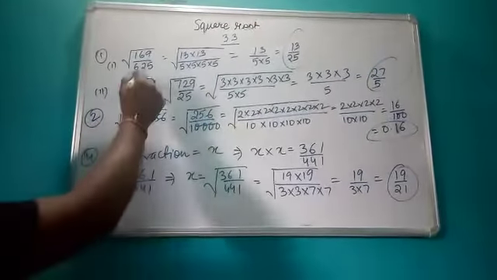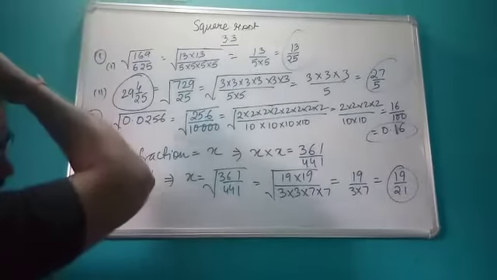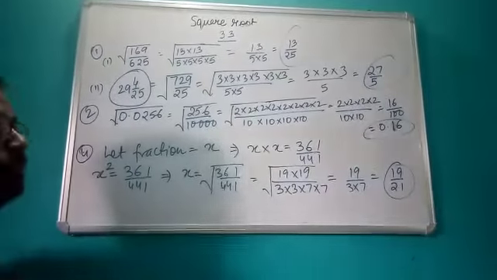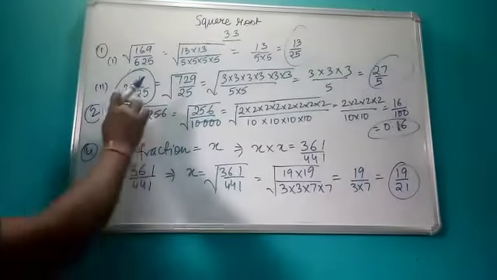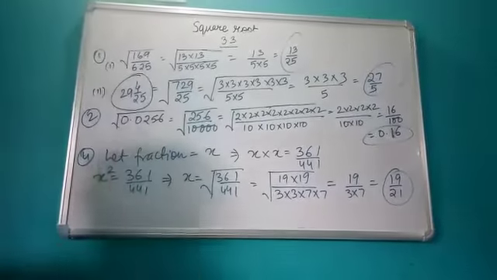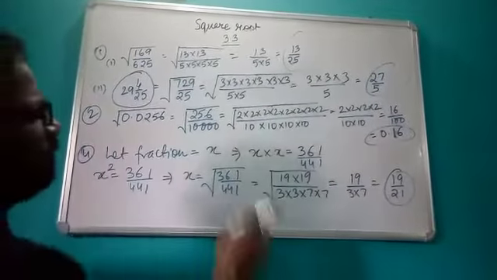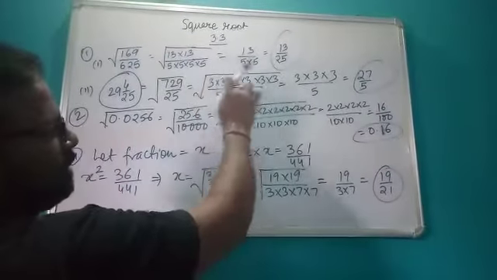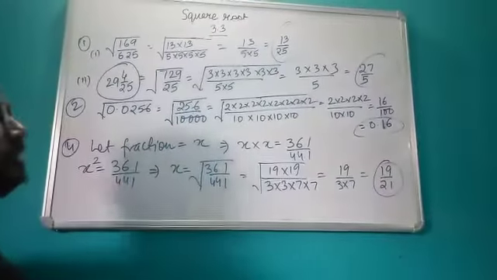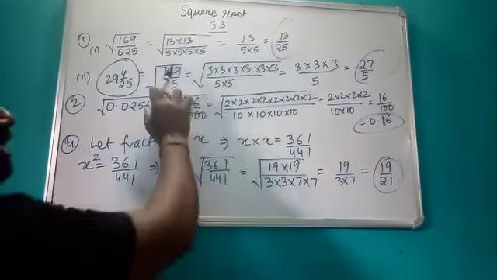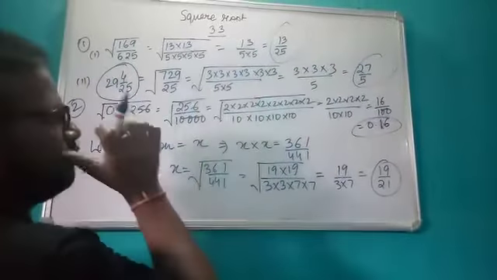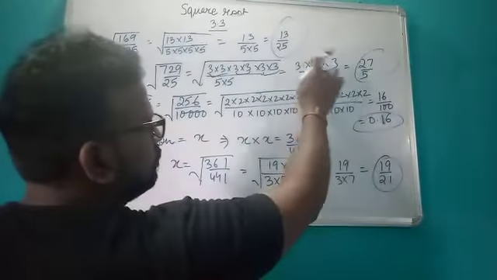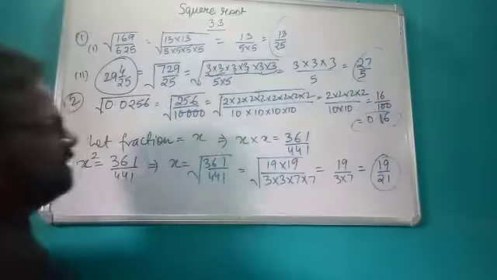Suppose a mixed fraction is given. So first you will convert this mixed fraction into an improper fraction by the usual method. You already knew, 25 into 29 plus 4. Now it becomes a fraction. You will do the prime factorization of 729. This will be the prime factorization of 729. And the prime factorization of 25 you already knew, 5 into 5. So again see, you will get 3 pairs of 3. So 3 into 3 into 3 upon 5, that is 27 upon 5.